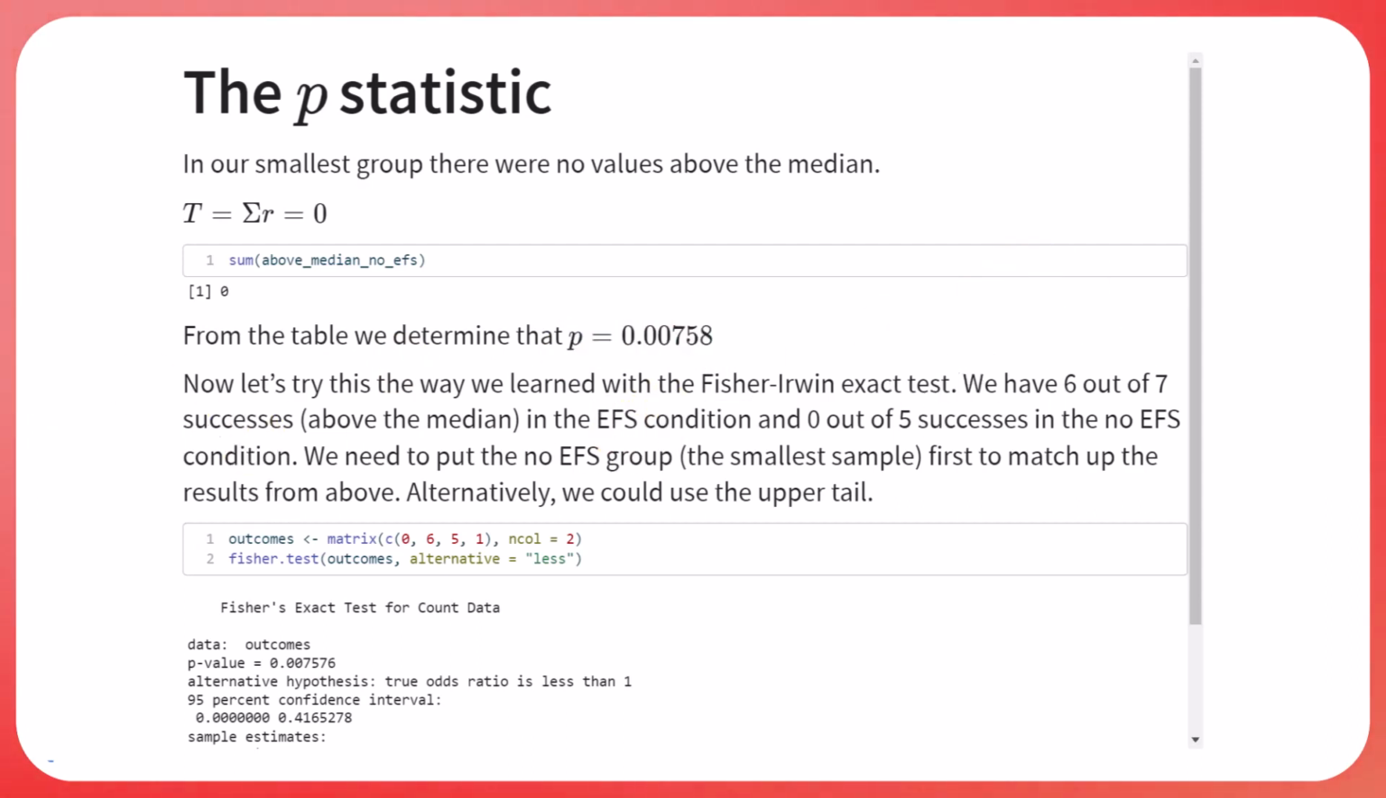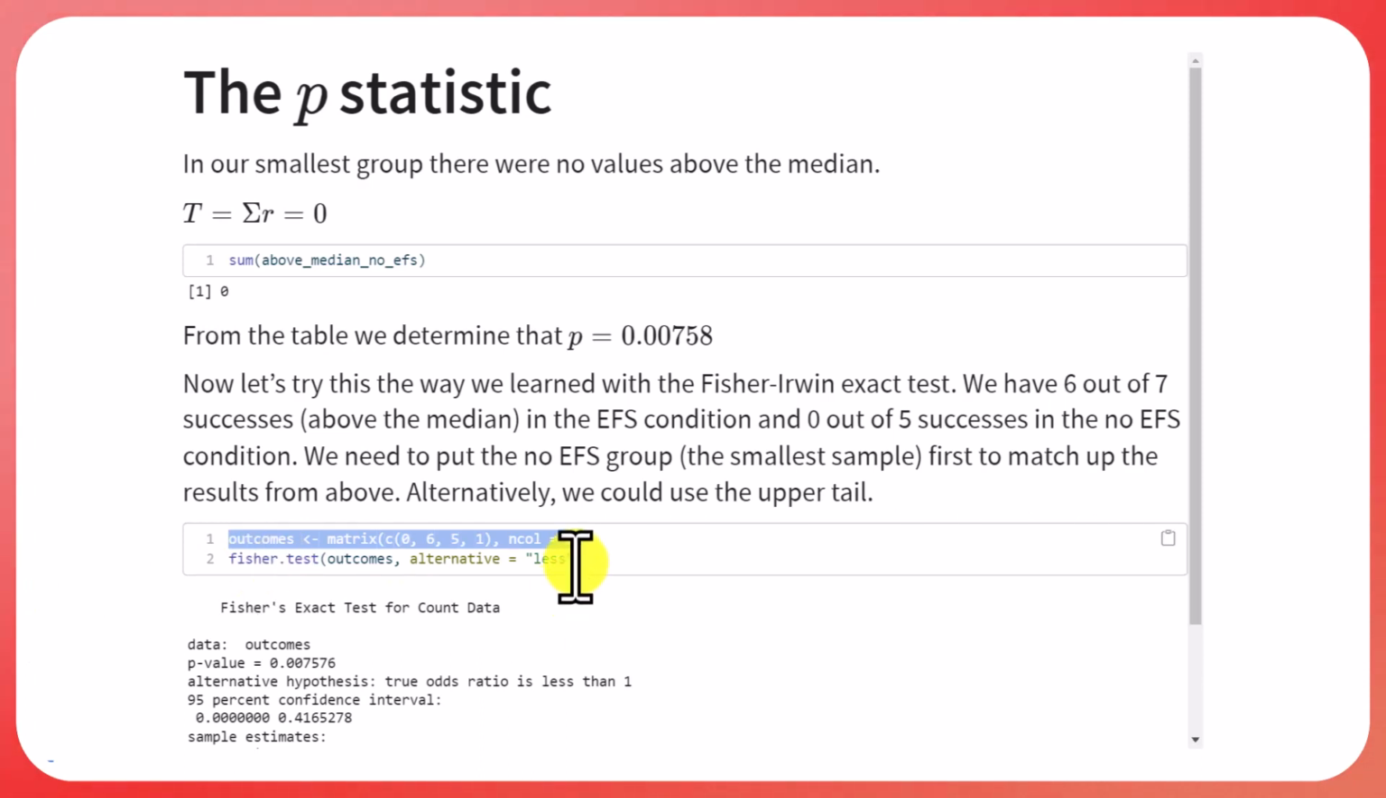Now, originally, we learned how to use this test in the video series on multiple samples with a categorical response, and we did the Fisher-Irwin exact test, what many people call the Fisher exact test. We have 6 out of 7 successes for the EFS condition, that is above the median, 0 out of 5 in the no EFS condition. And so what we're doing here is listing these outcomes in a matrix because that's what's required in the R function for the Fisher exact or the Fisher-Irwin test.